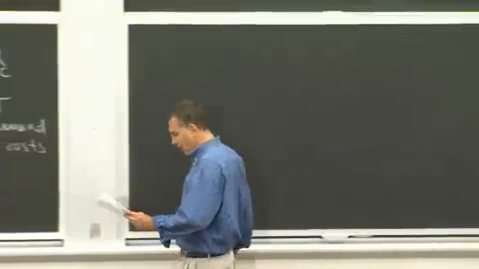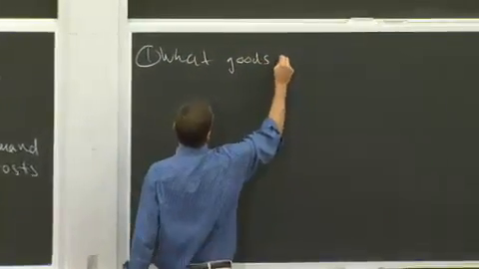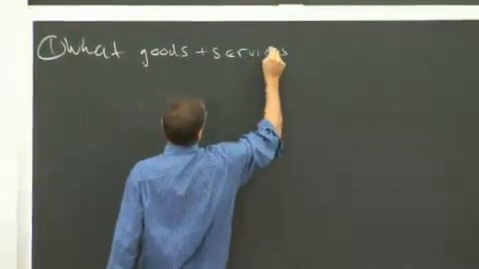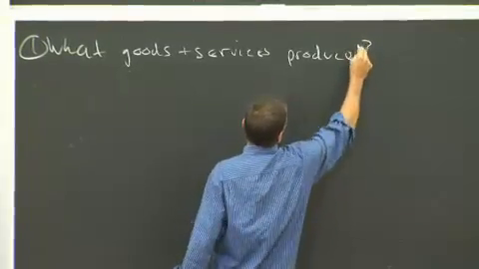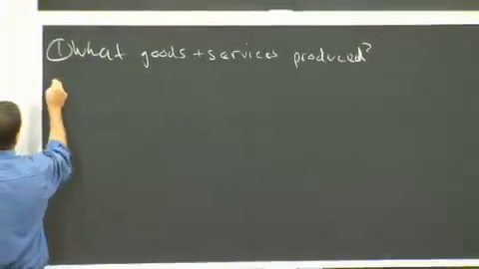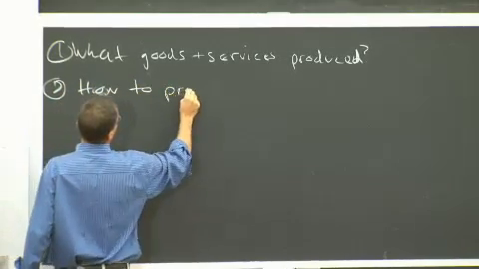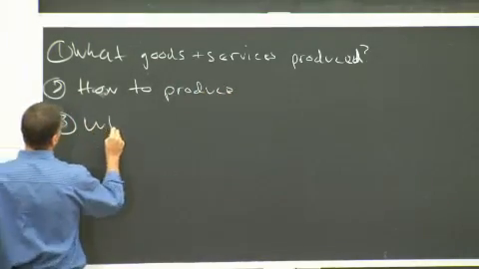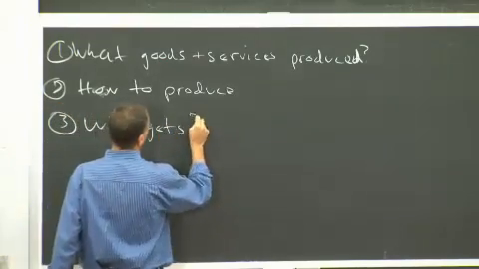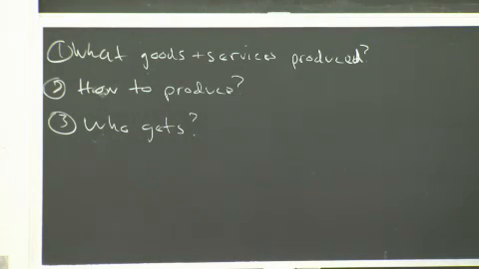So from these assumptions, we will be able to answer the three fundamental questions of microeconomics. The three fundamental questions of microeconomics will be what goods and services should be produced, how to produce those goods and services, and who gets the goods and services.